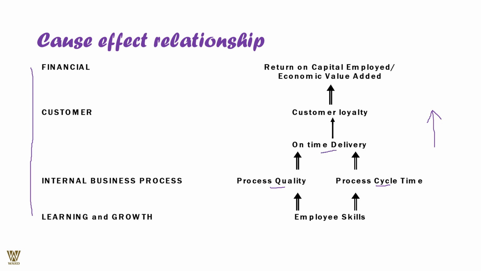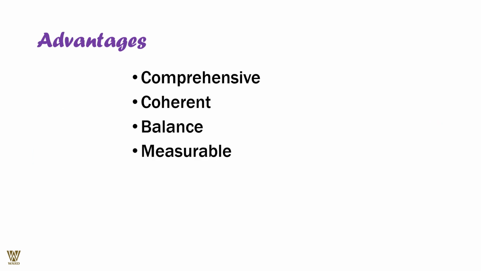If things are on time delivery, customers are going to be thrilled and they are going to be staying with your product, with your company for a longer period of time. That means the ROCE or EVA is going to be higher. So return on capital employed and economic value added will always be higher. So essentially, the balanced scorecard is comprehensive in totality, a 360 degree viewpoint, coherent, balanced, and measurable. These are things that need to be understood.